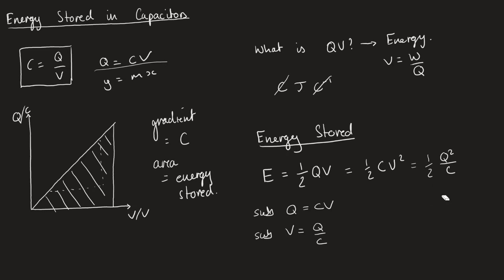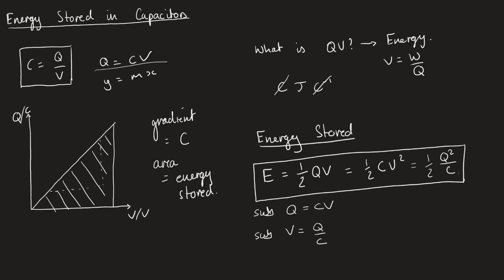But if the capacitance is always constant, it doesn't really matter, because usually when they ask these questions, they'll either just give you the capacitance and ask you to calculate the energy stored, or they will give you an initial charge and say, what happens if you double this? How does the energy stored change? So this then gives us all of our expressions for the energy stored on a capacitor, and this is how we calculate that.